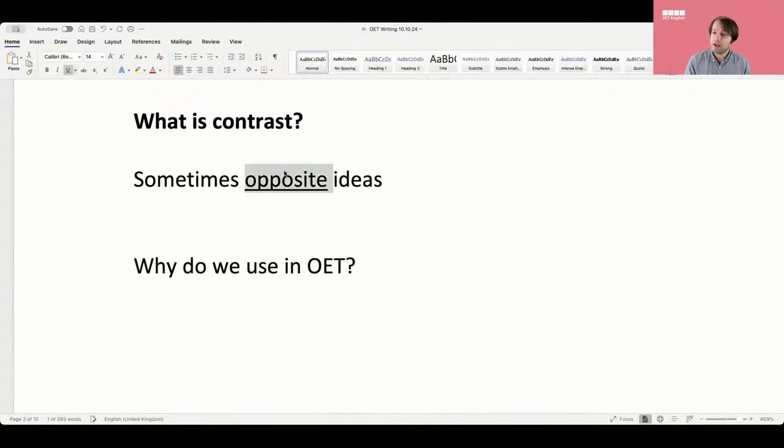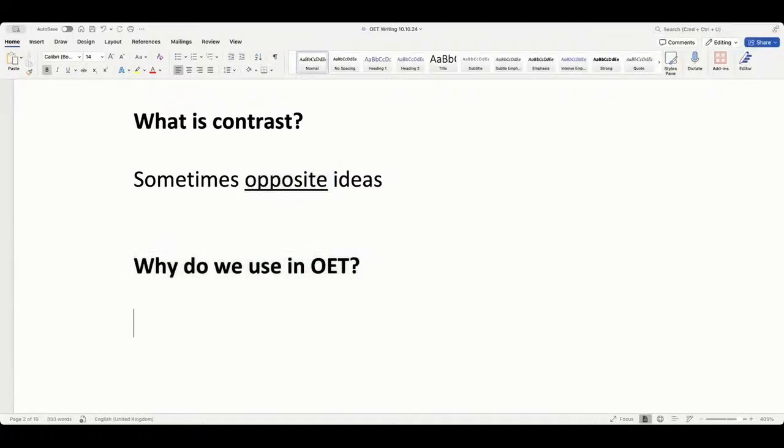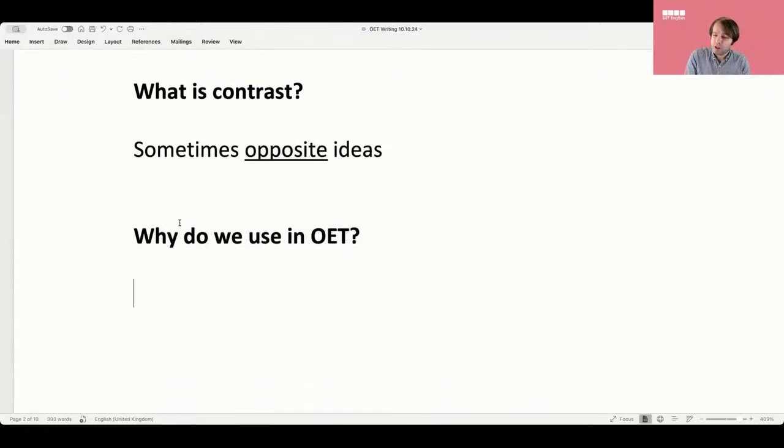Opposite ideas. Jasmine, could you say hello? Or Rania? Jasmine or Rania, could you say hello? Hi. Hello, Jasmine. So why do we use it in OET? For example, am I going to be using just opposites?